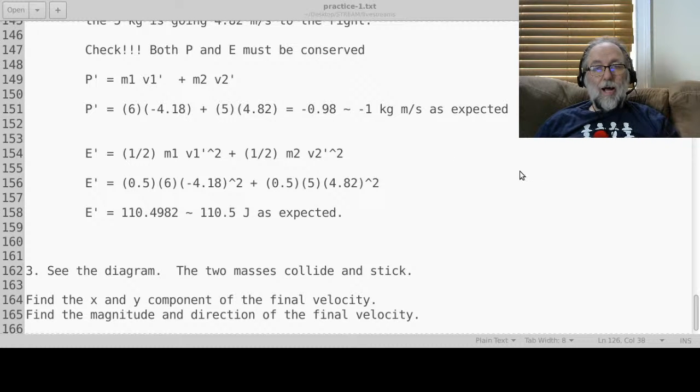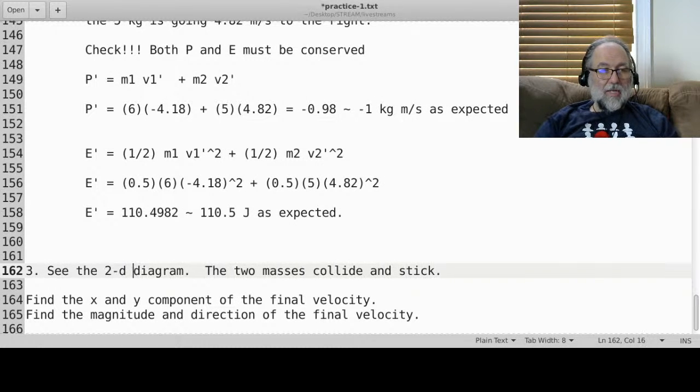Okay, so this one says see the diagram. Two masses collide and stick, and this is a 2D problem. So maybe I should just say here see the 2D diagram, because it's going to be 2D.